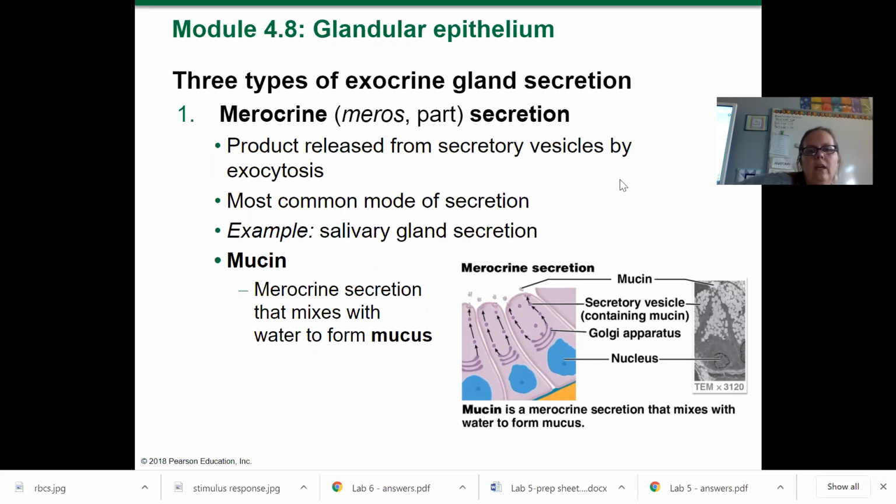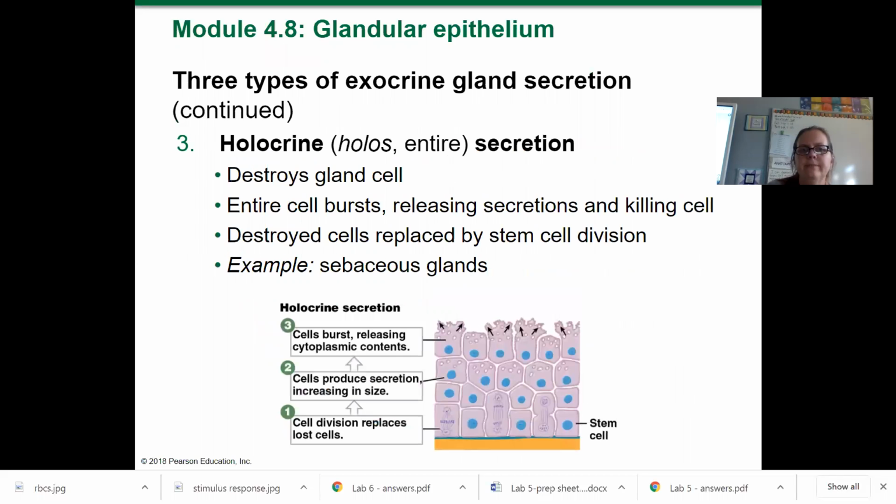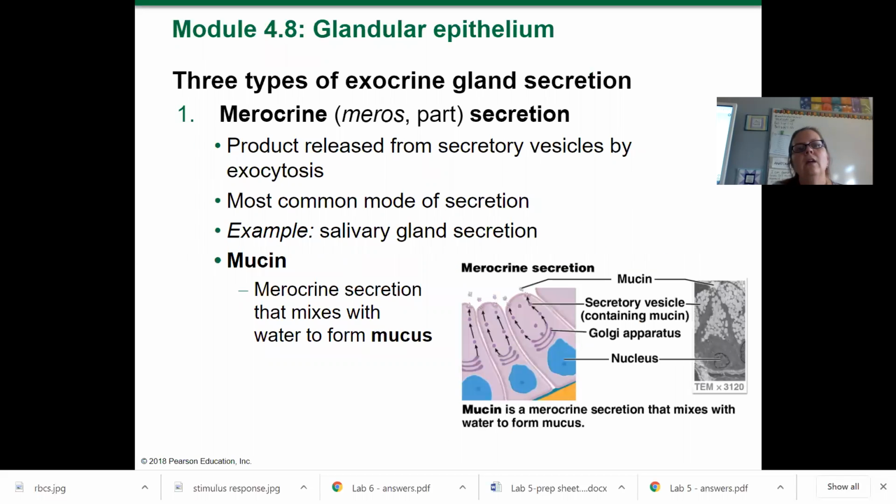The types of secretions: merocrine, apocrine, and holocrine. Merocrine is produced from the vesicles during exocytosis, and it's kind of like salivary gland secretion. Again, it secretes into a duct, so it's exocrine, and it mixes with water and forms mucus. And that's mucin, by the way, kind of like Mucinex.